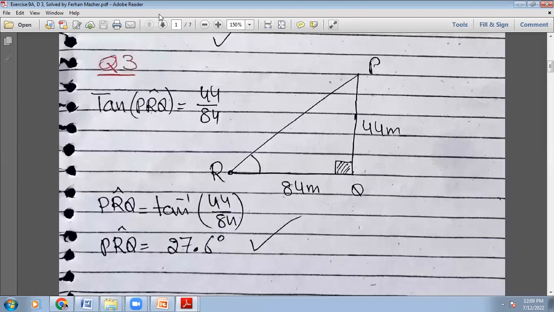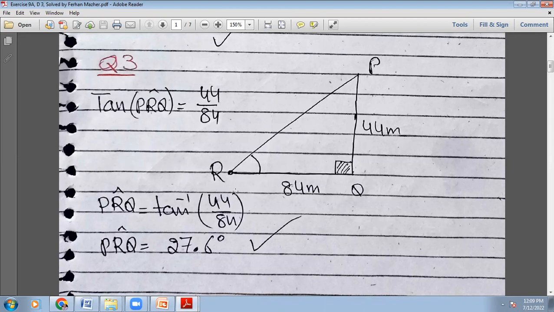So here is question 3. It's a right angle triangle. I know this is 44 meters. I know this is 84 meters. And I want to know this angle. The side opposite to this angle I call the perpendicular side. Some people call it the opposite side. The side which is adjacent to the angle is called the base. And I want to find out this angle.